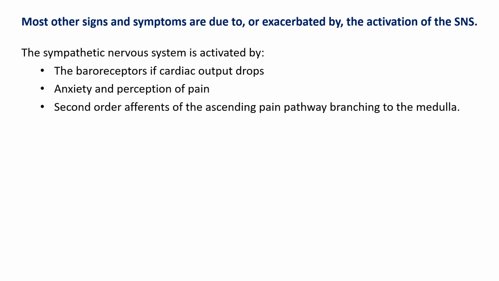We also have these functional connections. Remember, we talked about the second order afferents of the ascending pain pathway, branching off and activating the sympathetic nervous system. So pain can, if you like, physically activate the sympathetic nervous system through actual neurons branching off. They branch off to the medulla, activate the sympathetic nervous system. And if you think of, again, when you have severe pain, you're sweaty, your heart rate goes up, etc., all signs that the sympathetic nervous system has been activated.